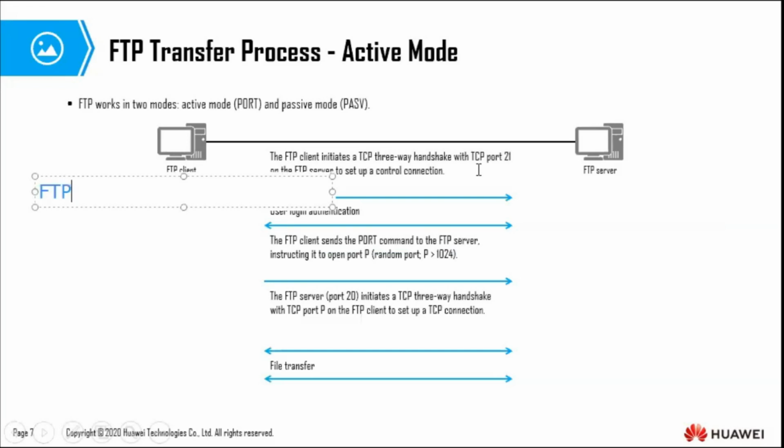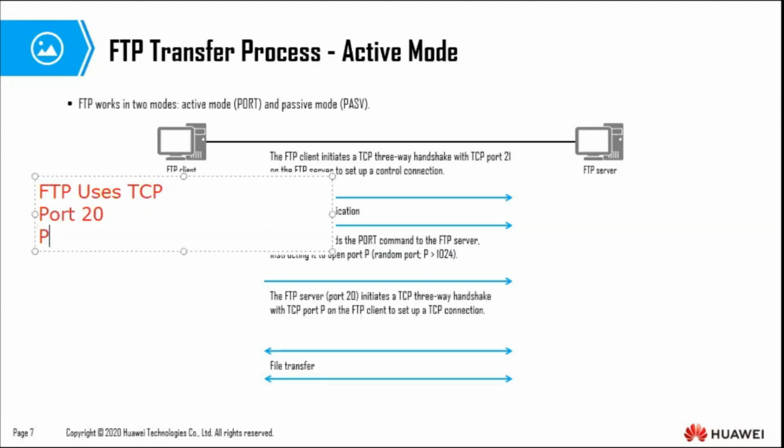FTP uses TCP. Particularly, it uses port 20 and port 21. Now, port 21 is used for what we call control.